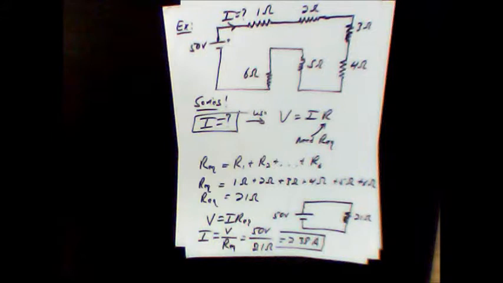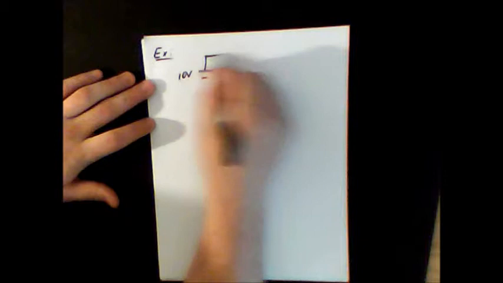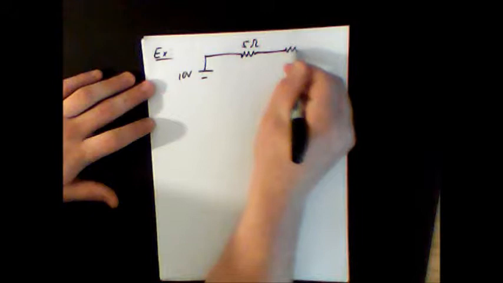All right, well, let's look at one more example. Let's say that I have a 10 volt voltage source, and I take two resistors. Each of them, we'll say, is 5 ohms. Here's 5 ohms, here's 5 ohms. And then I hook those back up to the battery.